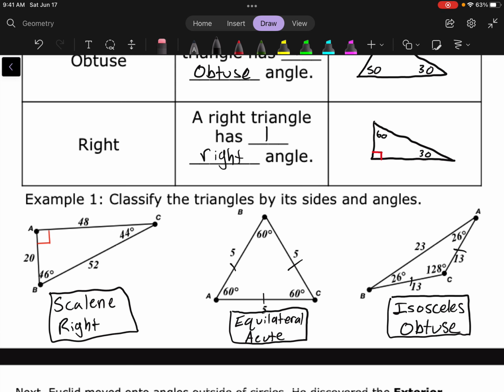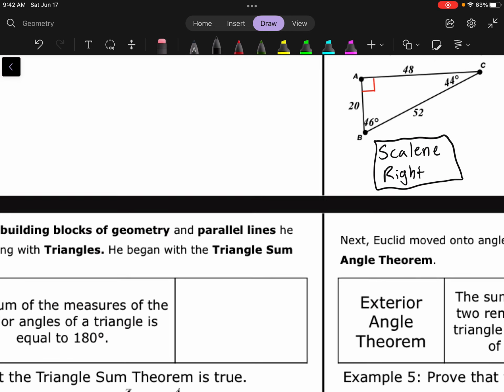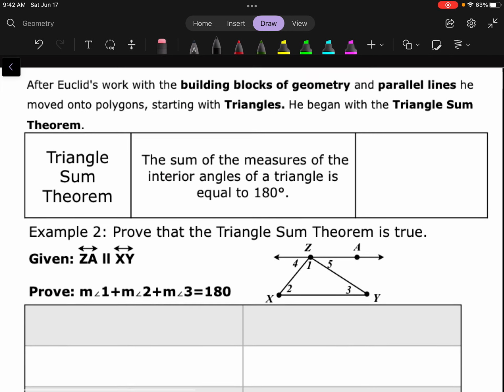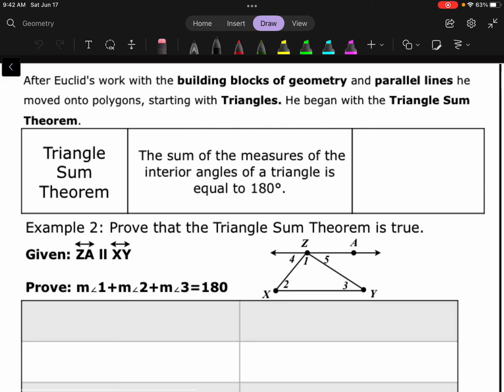Okay, so we know the terms for classifying. Now let's get into the properties of triangles. We know how to classify them. Let's take a look at what's going on on the inside of these things. So if you open those notes up, we'll get on to the inside here.